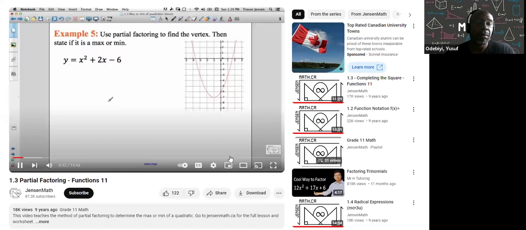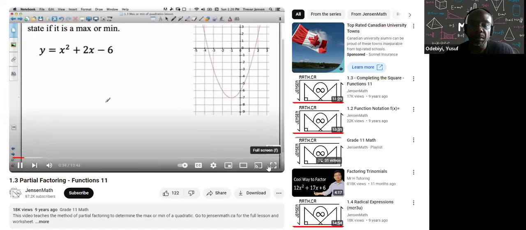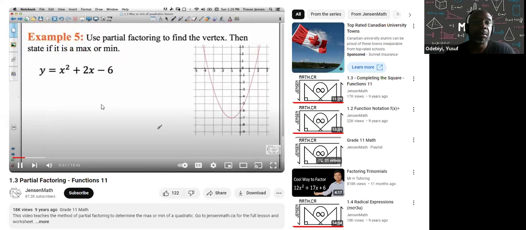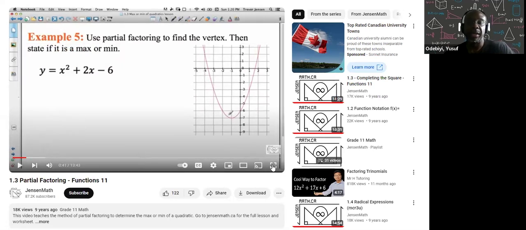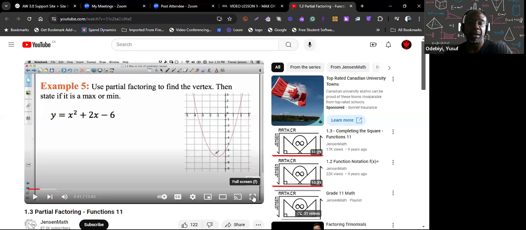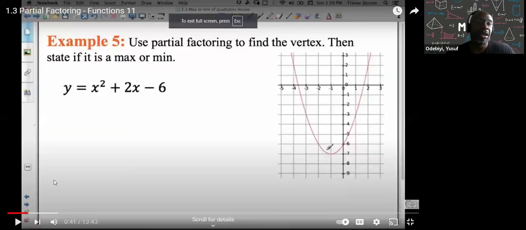So here's our first example. We have a quadratic y equals x squared plus 2x minus 6. Now, of course, when you have an example like this, you're not going to have a picture of the quadratic right beside it. We're going to go through the same steps, but it's basically called partial factoring to find the vertex. Then we have to state the max or min. Okay, so let us go through the steps. I'm trying to fix the screen, so give me a second. It's not allowing me. Okay, there you go. Now it's full screen. Okay, so we go back to here.